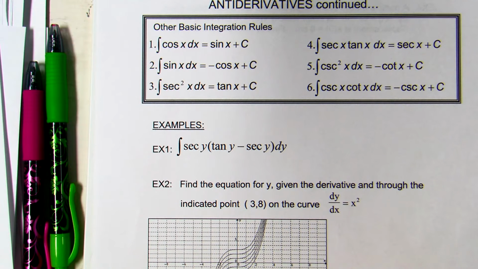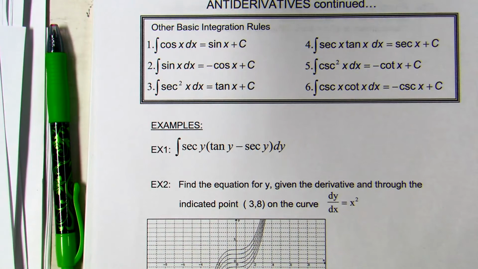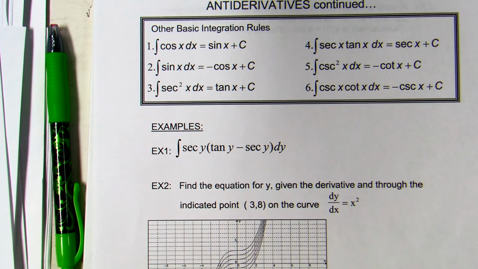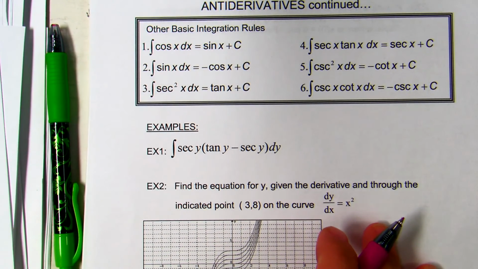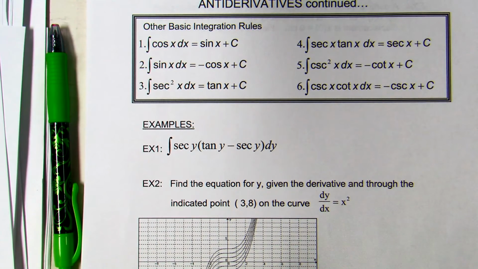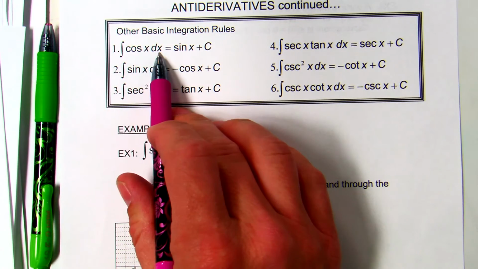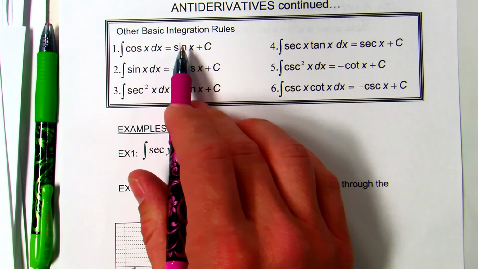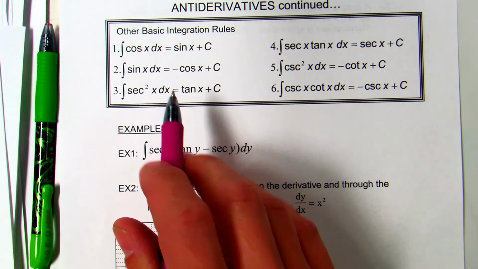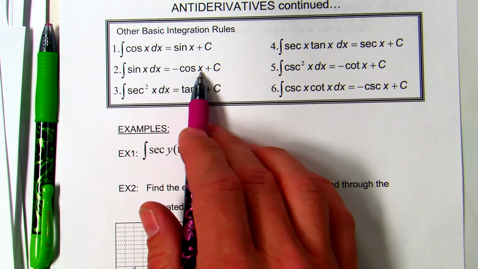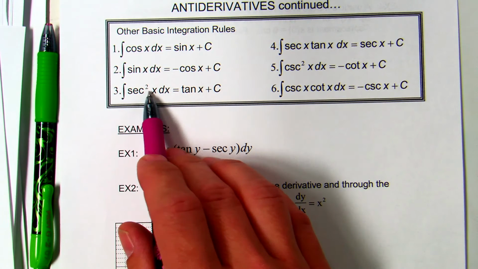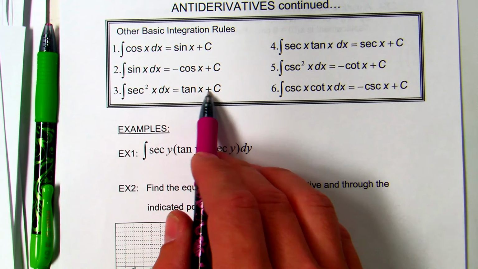Some basic integration rules are going to help us along the way and make it easier for us to do this work. If we have the integral of cosine x dx, that is the same thing as sine x plus c. The integral of sine x is negative cosine x plus c. The integral of secant squared x is tangent x plus c.